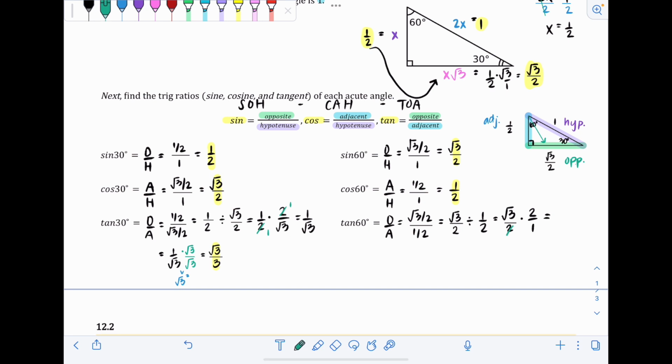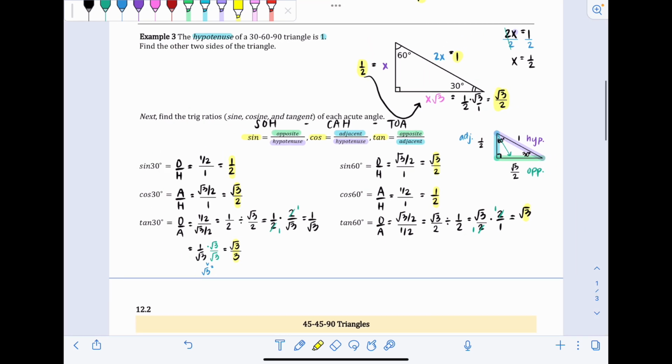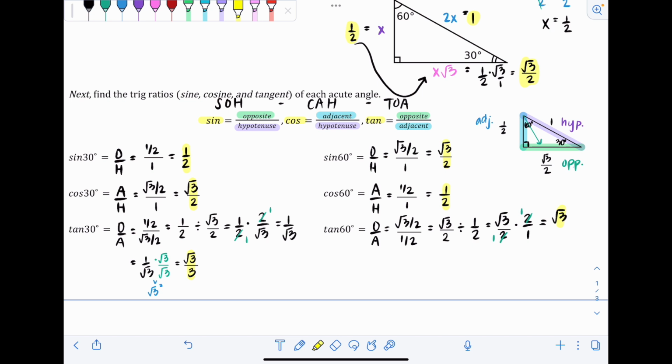The 2's can cross cancel since they have a common factor of 2. They would both become 1's. And then now I can multiply straight across. So root 3 times 1 is root 3, and then 1 times 1 is just 1 in the denominator, but I don't need to write that. So tangent of 60 would just be the square root of 3. Okay, and then same thing, regardless of how big or how small the triangle is, sine of 60 degrees will always end up being root 3 over 2. Cosine of 60, always 1/2, and so on.